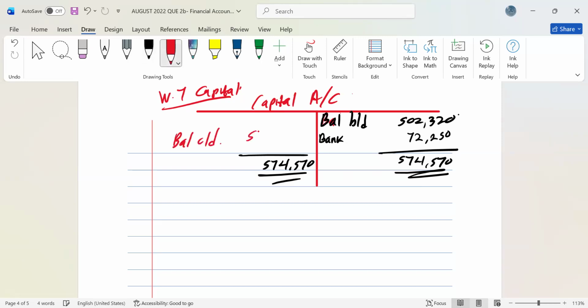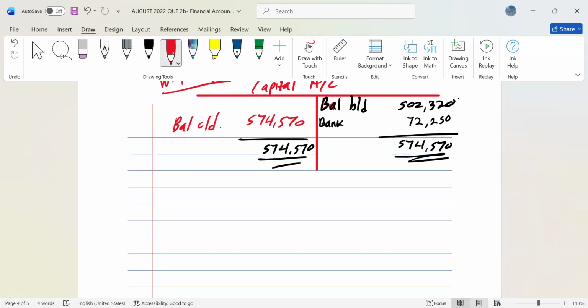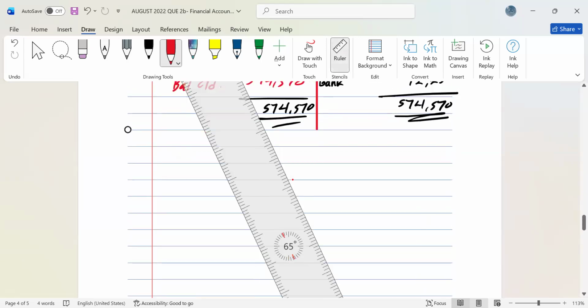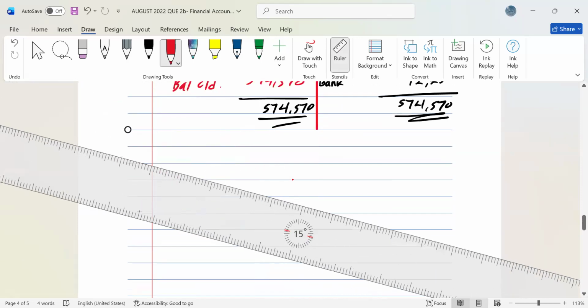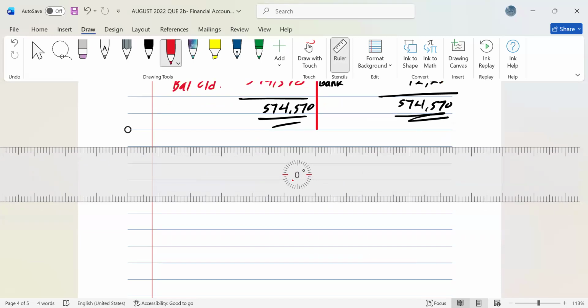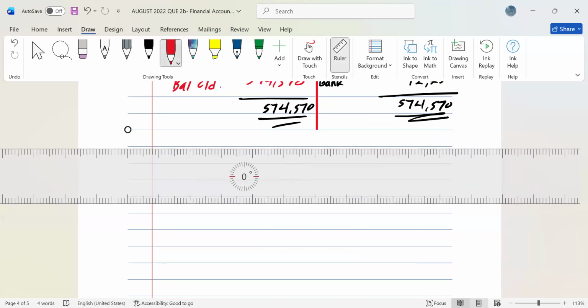That is 574,570. Sawa. That is 574,570. So once you've done that, then we are good to go. We've done most of our workings. Now the remaining part is just to prepare the income statement, and maybe the workings that have remained a little.